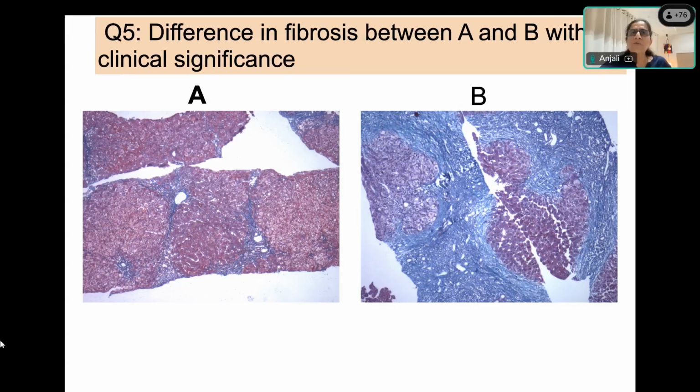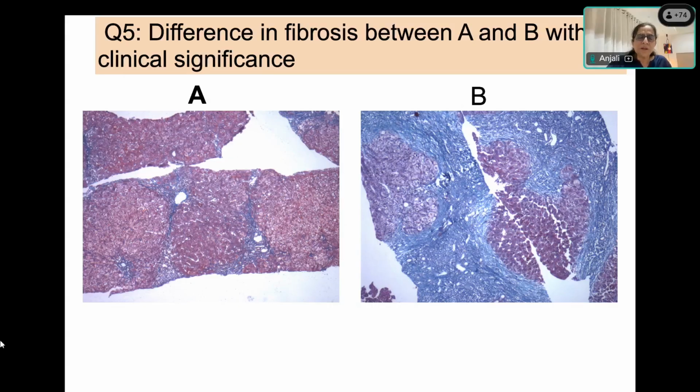With reference to fibrous septa, now this is the clue. With reference to fibrous septa, what is the difference between A and B with clinical significance? Ma'am, in figure A we can see there are few fibrous septa, thin and broad also. But in B, the septa is much more. Figure A has very thin septa, whereas in B there is thickening of the fibrous septa. Yes, you're right.